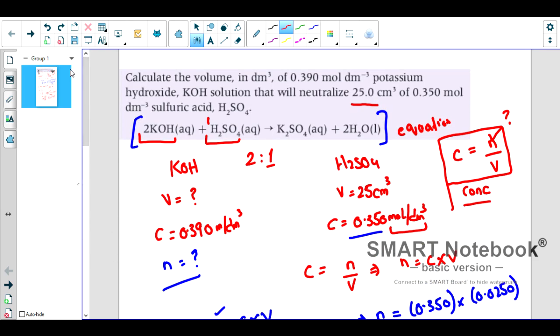This is how you can solve a question with the help of the concentration formula and the titration method, because acid and base will cancel each other; they will neutralize each other. So 1 mole of acid needs 2 moles of base, so we calculate the moles of the acid, and with the help of that we can calculate the moles of the base, and we can finish this question.